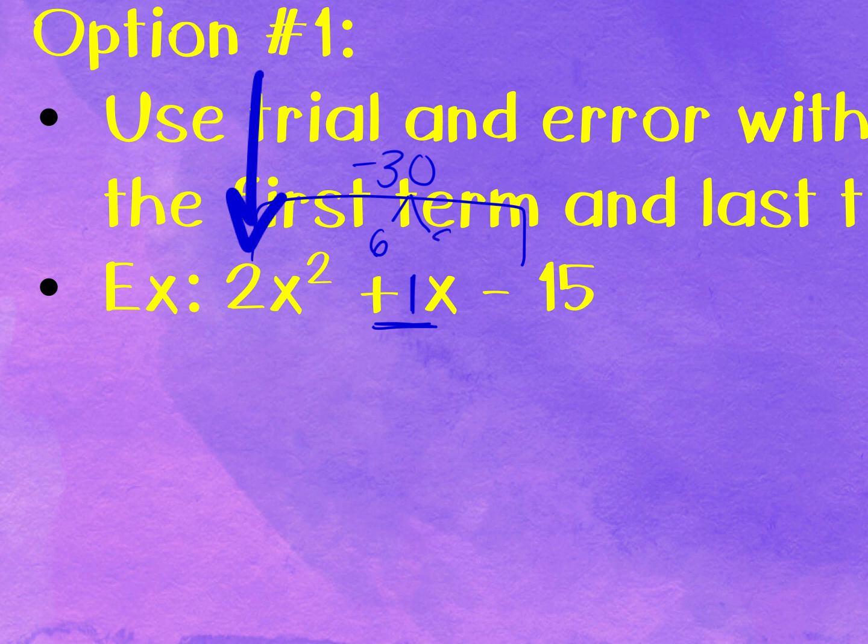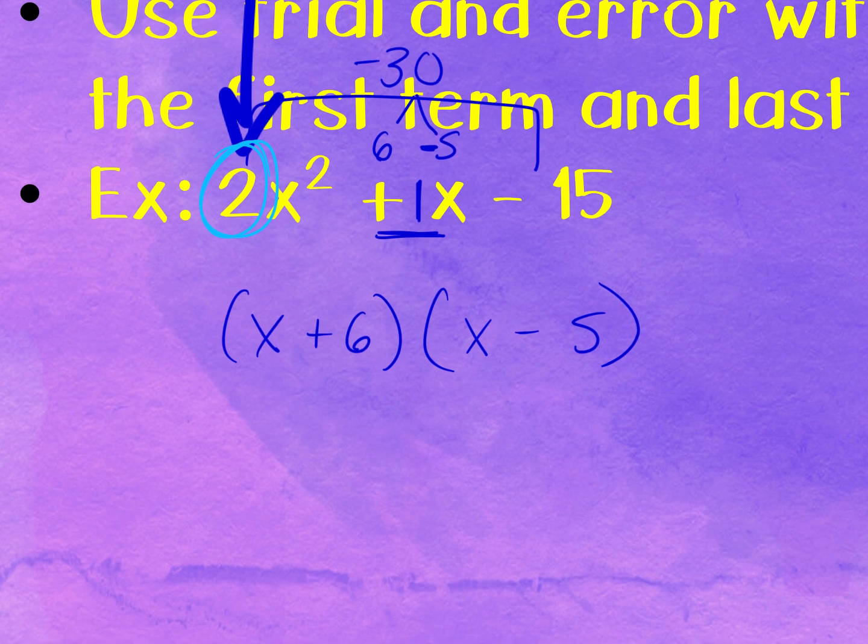Six and 5, which one's negative? Negative 5. Perfect. So in my parentheses, I have x plus 6 and x minus 5. Now, because we started with multiplying that number out front, we have to do one extra step before we have our final answer. So since we started with multiplying, we have to end with dividing. So we divide both of our numbers by our leading coefficient. So we're going to divide them both by 2.